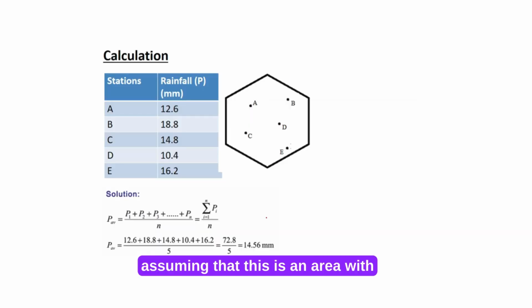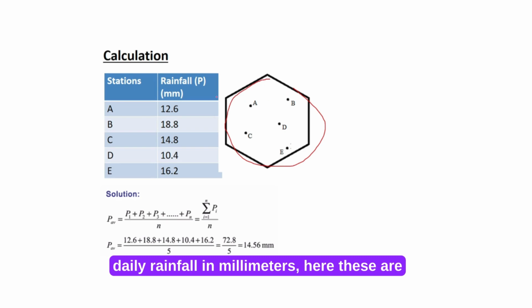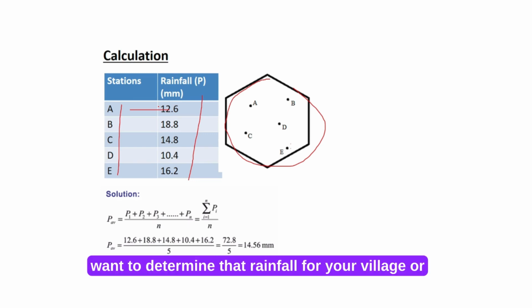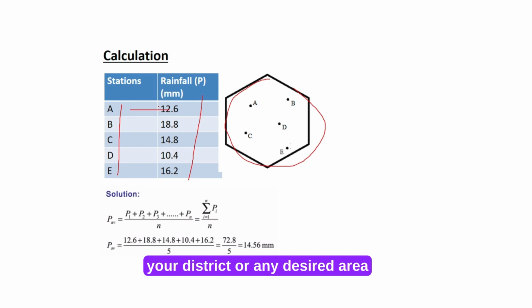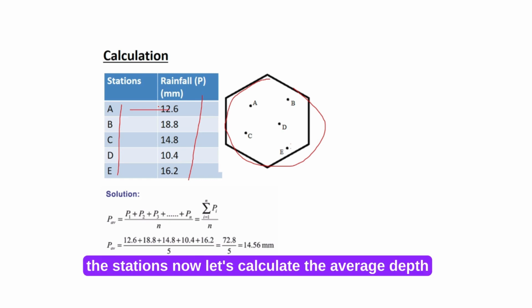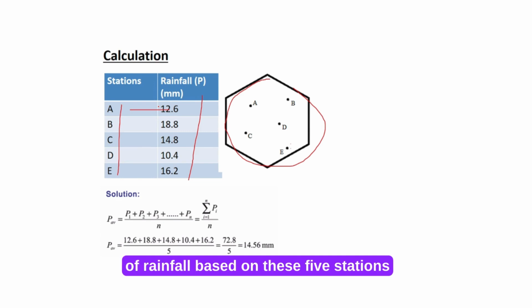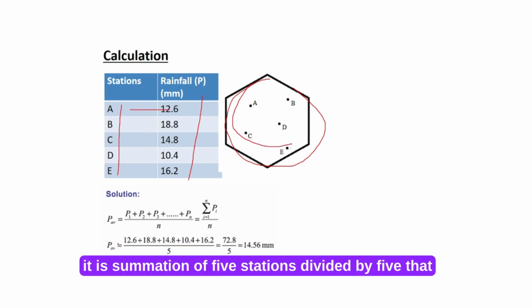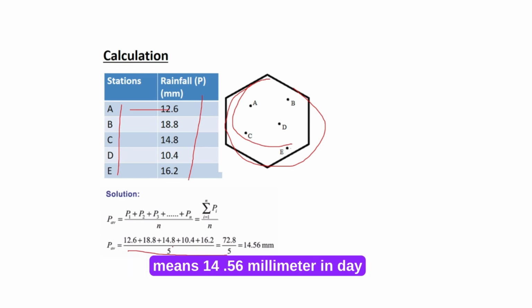So let's calculate. Assuming that this is an area with 5 stations A, B, C, D, and E, with daily rainfall in millimeters here. If you want to determine the rainfall for your village or your district or any desired area or region, you need to collect the data from all the stations within that area. If you want to calculate hourly average, you have to collect the hourly data from each station, or if you want monthly average rainfall, you have to collect monthly rainfall data from the stations. Now let's calculate the average depth of rainfall based on these 5 stations. So here it is, summation of 5 stations divided by 5. That means 14.56 millimeters in a day.